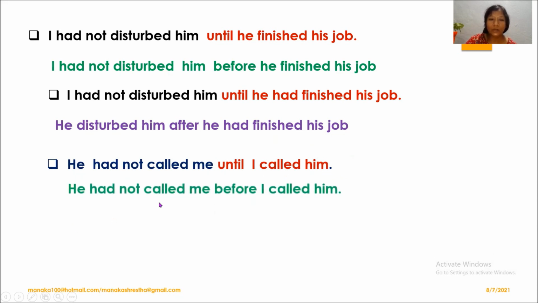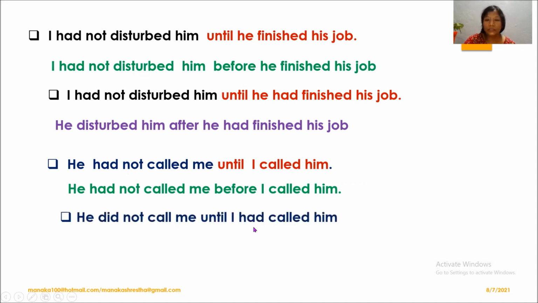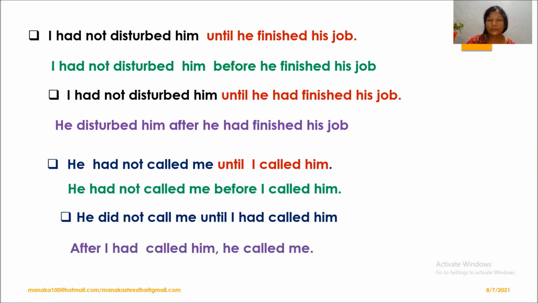And he had not called me until I called him. This means he had not called me before I called him. Until with simple past. Another sentence is past perfect. He did not call me until I had called him. Until with past perfect, this means after I had called him, he called me. Okay?